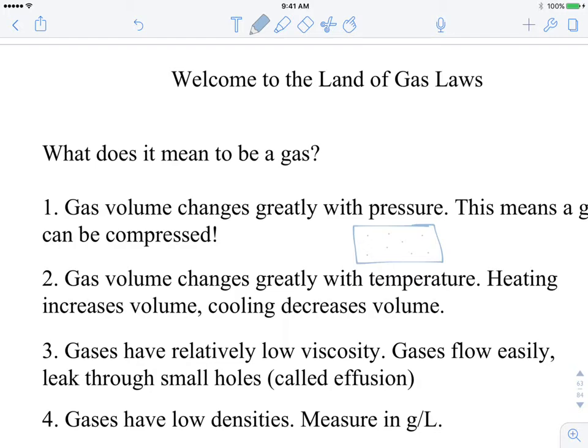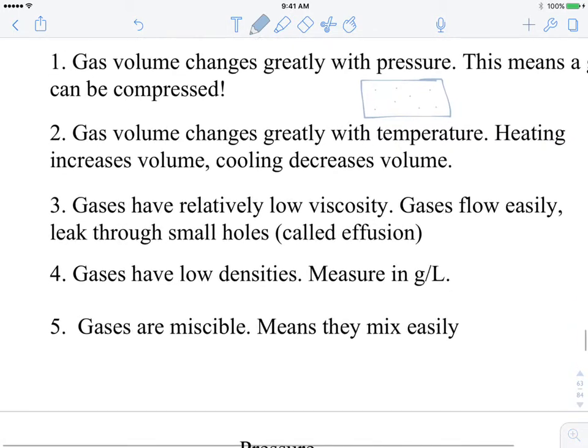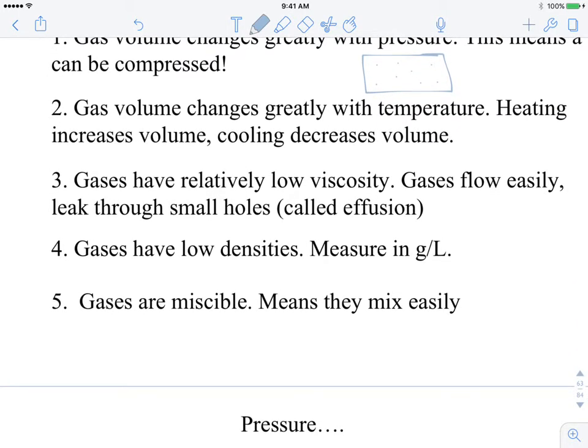The other thing that gases will do is they're going to change a lot with temperature. So the volume will change as you change the temperature, and I'll show you a graph of this on the next few slides. Heating is going to increase the volume, cooling is going to decrease the volume. The next thing that's really important is that gases have pretty low viscosity. That's meaning that they flow easily. Certain liquids are really viscous, like molasses is an extremely viscous liquid. Whereas gases, you don't even notice them flowing because they move easily.